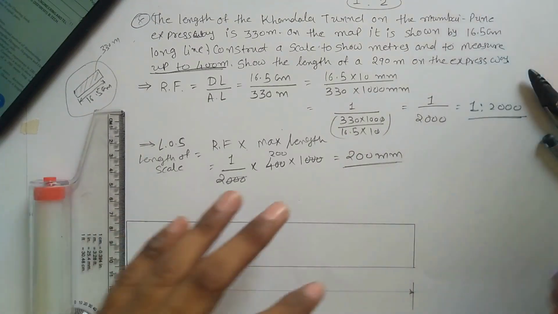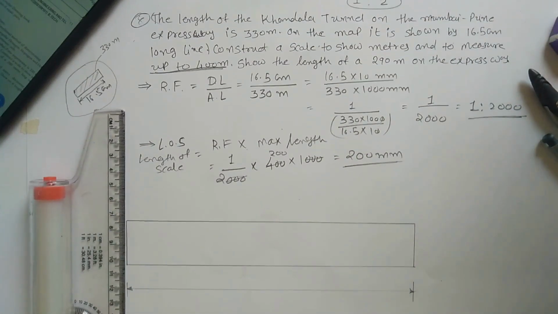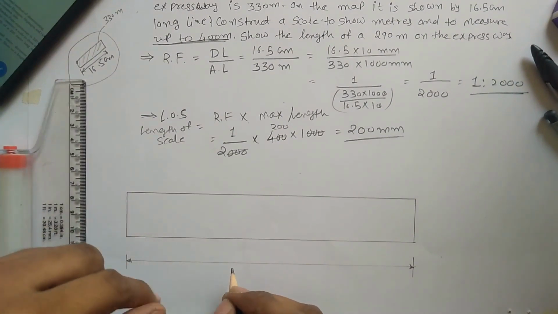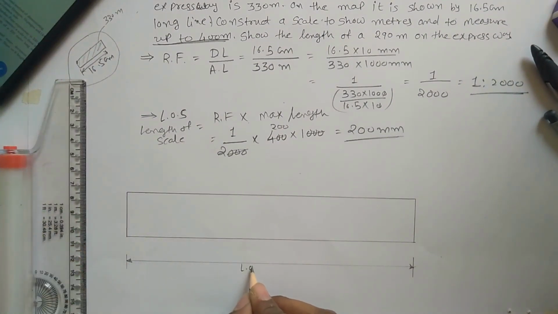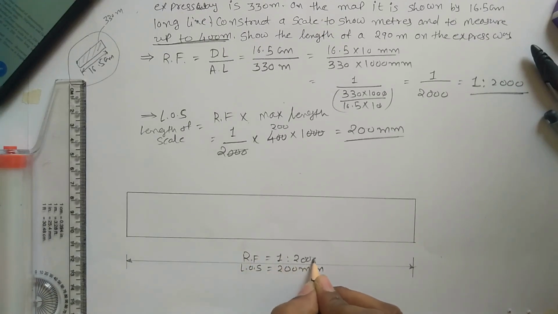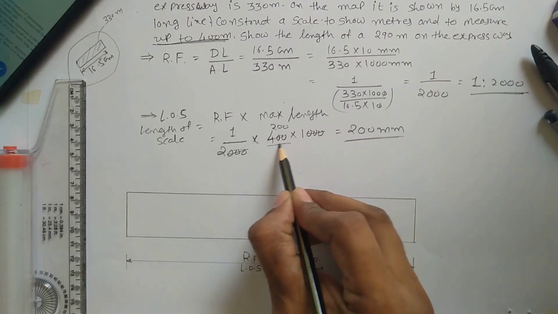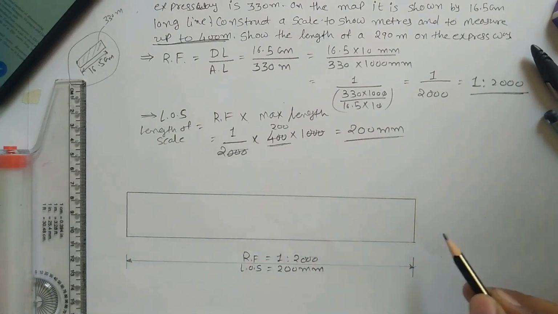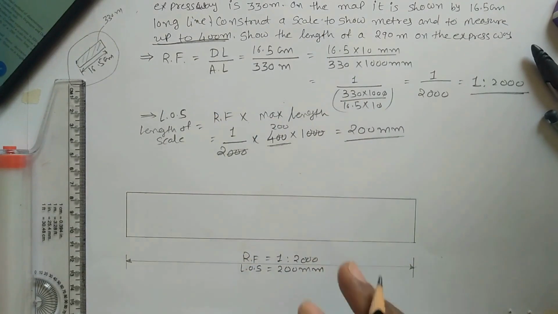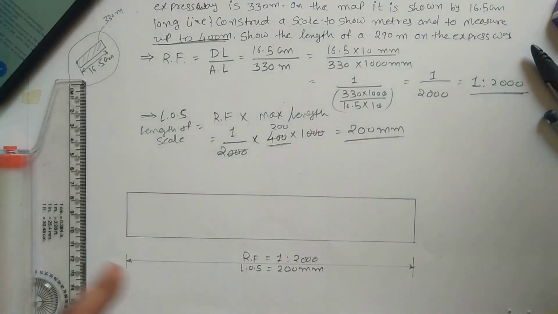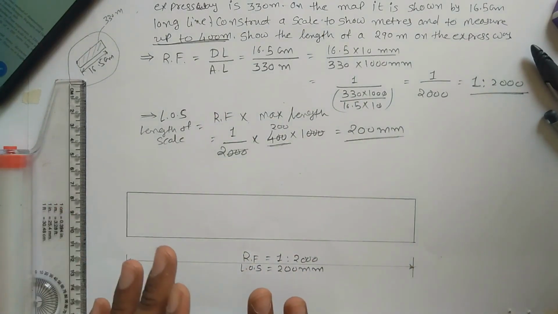as the dimensions, and you have to write down length of scale is equal to 200 mm and RF is equal to 1 to 2000. Now this length represents 400 meter. This length represents 400 meter actually. So if you need to measure 400 meter, then this is the ideal stage of the scale.